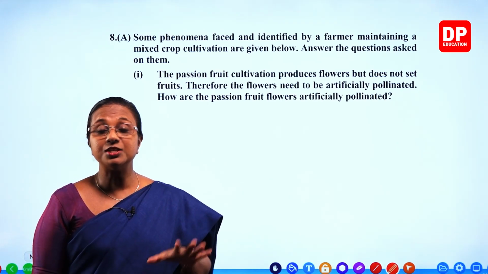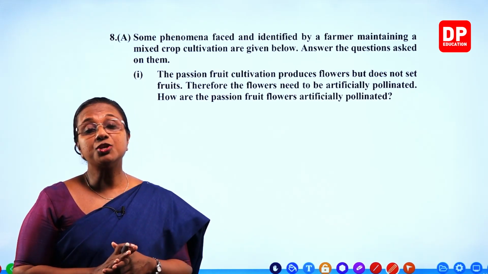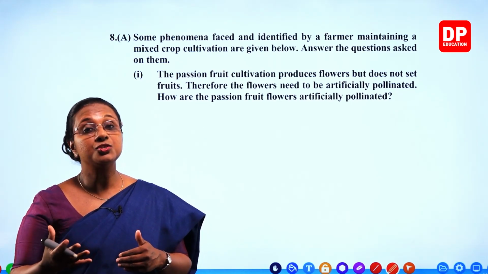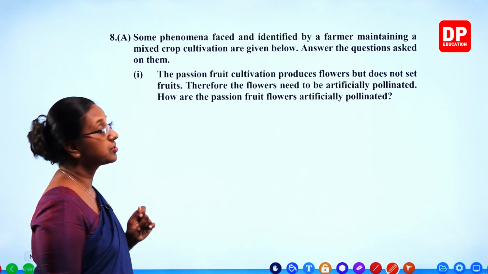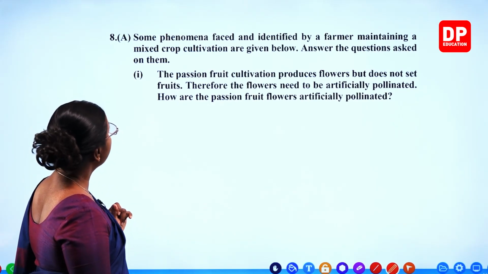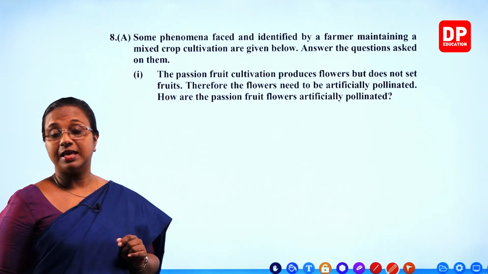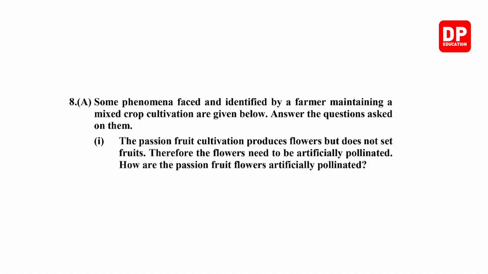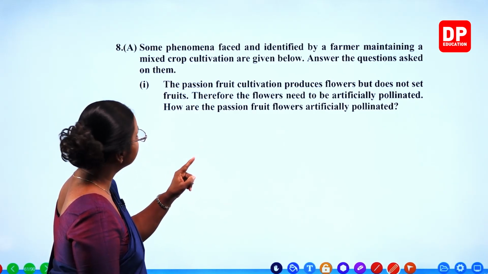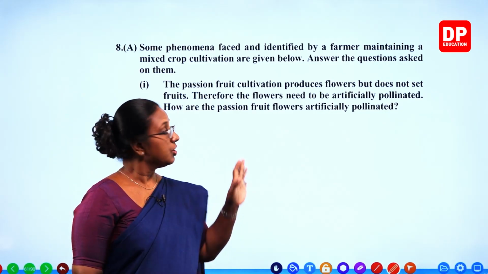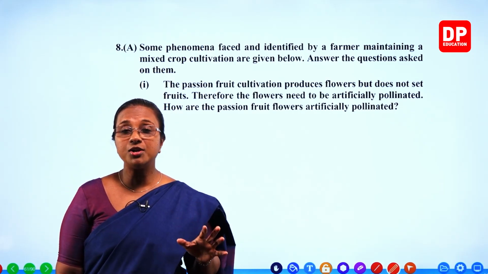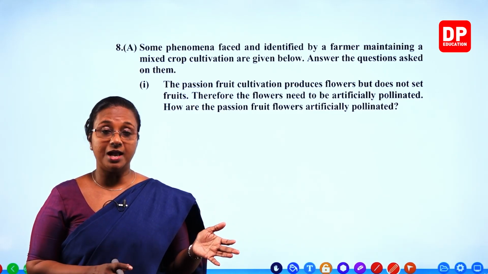So, that is the reason, to maintain the nature of the soil or the mineral content and the fertility of the soil, they use this mixed crop cultivation. So, you are familiar with this concept. Then, answer the questions asked on them. So, part 1, the passion fruit cultivation produces flowers but does not set fruits. When you say produces flowers but does not set fruits, you all know it is related to reproduction.